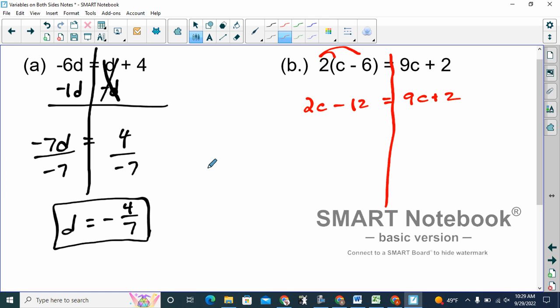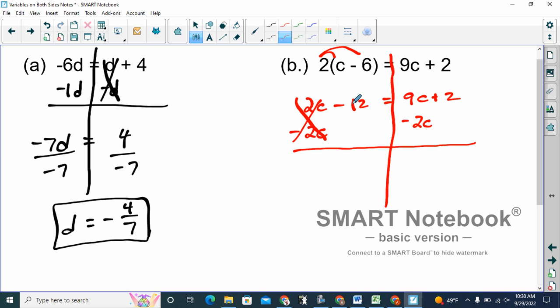Step 3 says to move all of our variables over to the same side of the equal sign. So I've got 2c and I've got 9c. I can move either one. It technically does not matter which one I move. Generally speaking, it's usually easiest to move the smaller one. So 2c and 9c, the smaller one's 2c. So that's the one I'm going to move, which I can move by subtracting 2c from both sides. If you subtracted 9c from both sides, that will also work.